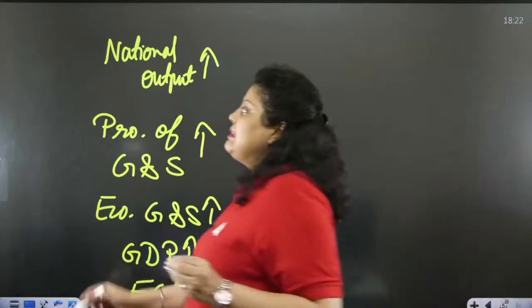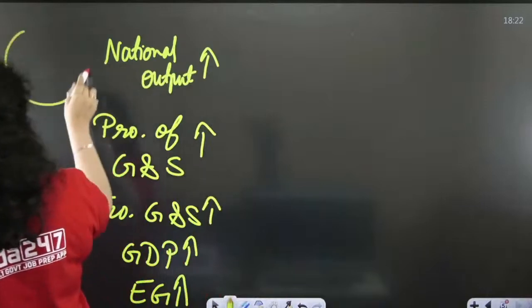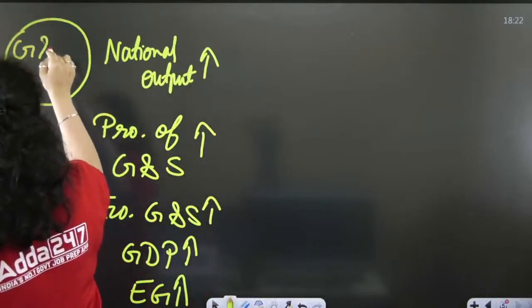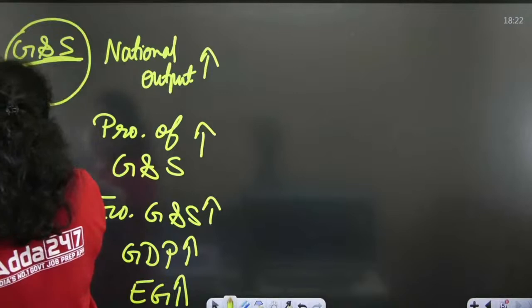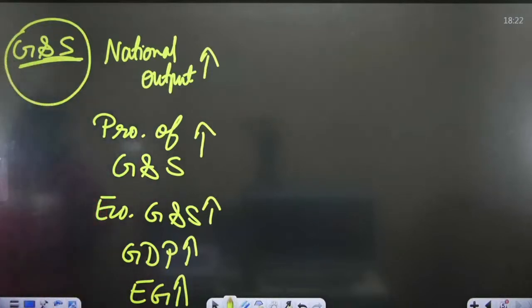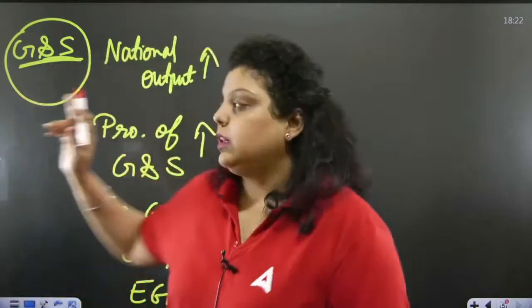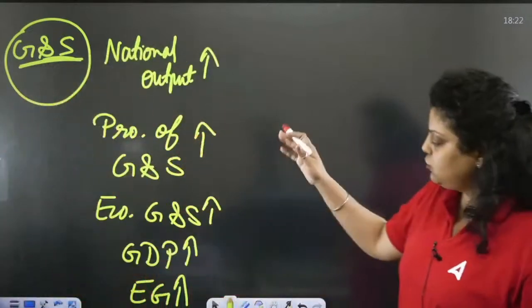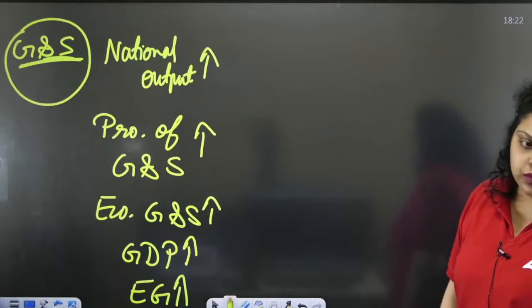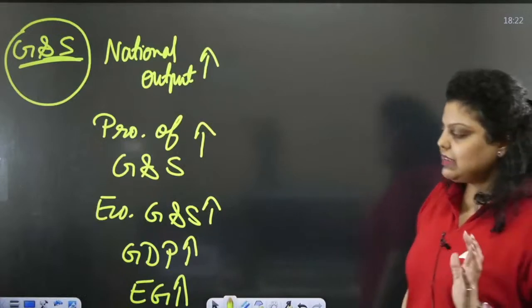It simply means whatever production you are doing within the geographical boundary of a country, if this goods and services production is increasing, that's economic growth. That leads to economic growth, because the production increases the GDP and the GDP directly increases the economic growth of a country. Okay, so this is economic growth.